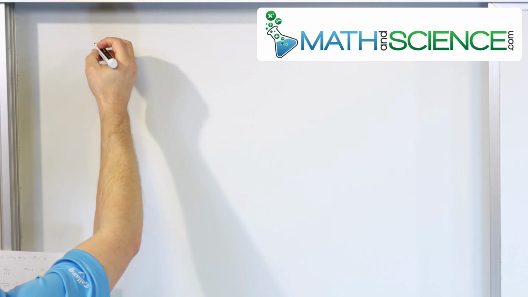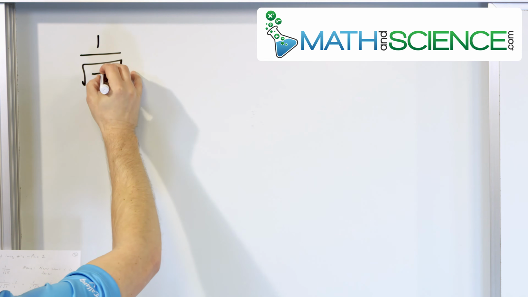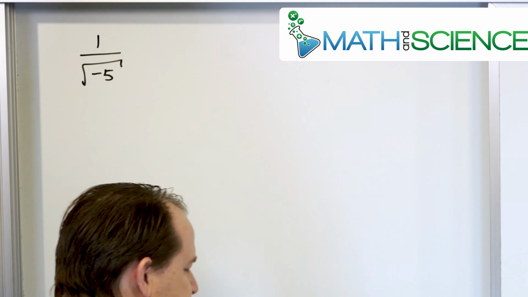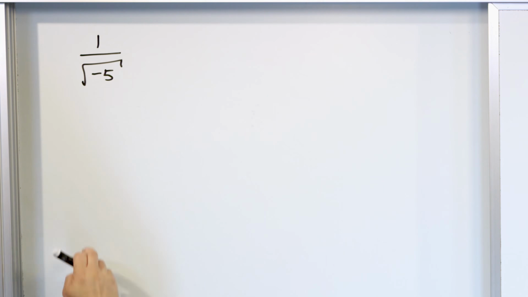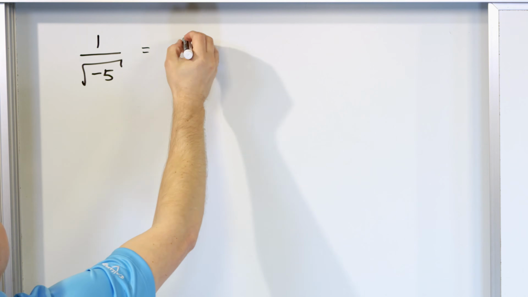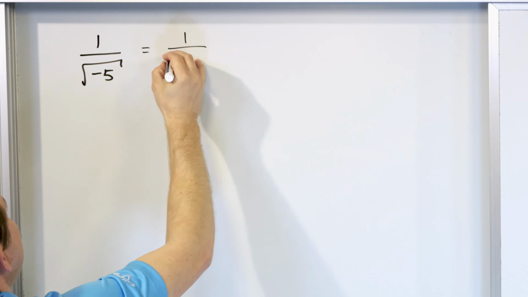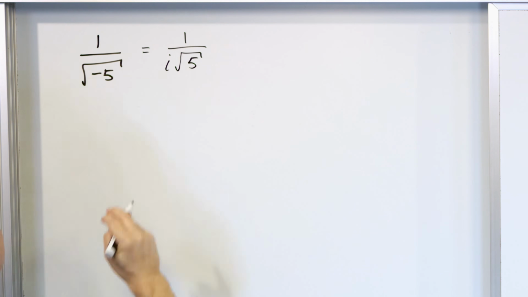And the first problem here is a good example of what I mean by that. What if I just give you the following? 1 over the square root of negative 5. We all know by now we can take the square root of negative numbers by using the idea of imaginary numbers. So on the top we'll have a 1. We'll have the square root of the negative, it'll come out as an i. We'll have a square root of 5 left over.